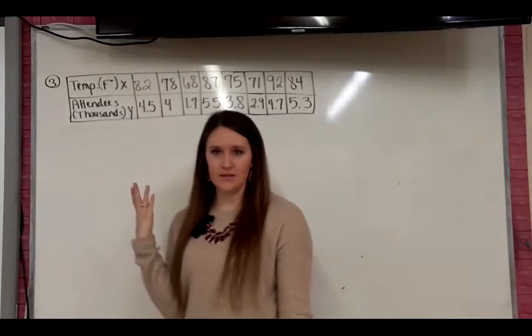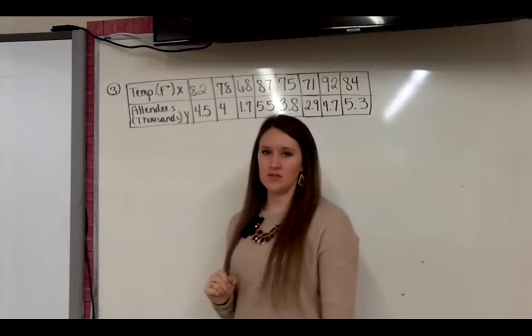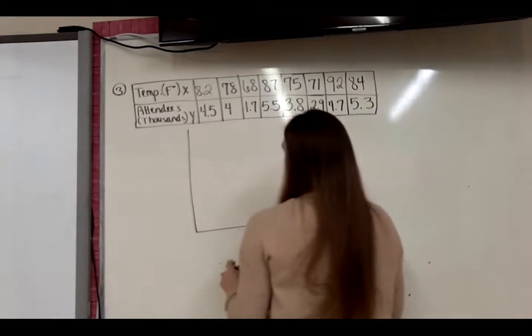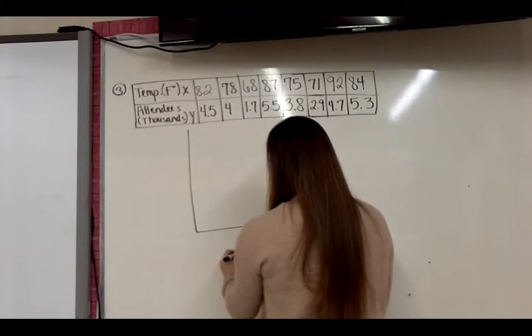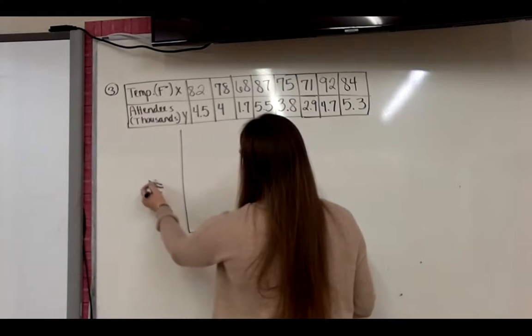On number 3, we're given this table. Temperature in Fahrenheit is our X, attendees in thousands is Y. So on your scatter plot, you just draw an L. X is temperature. Have to label it. And Y is our attendees. I almost spelled that wrong.